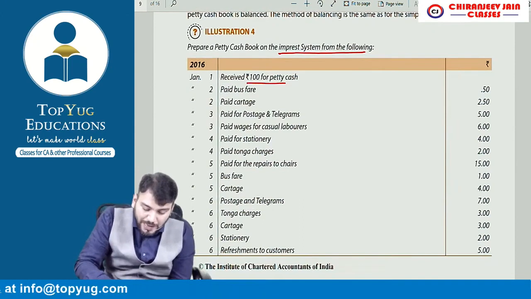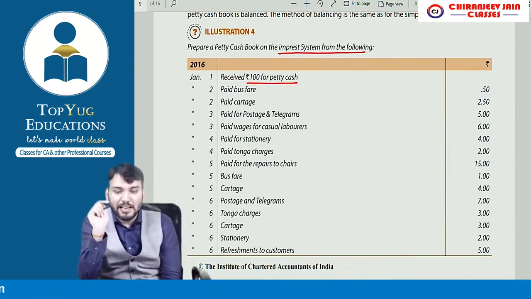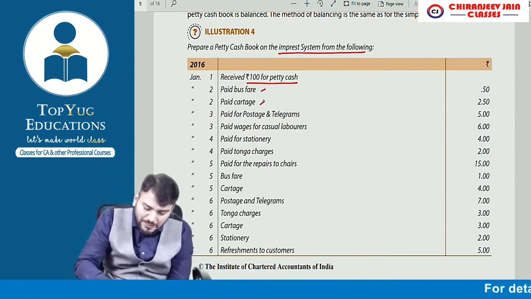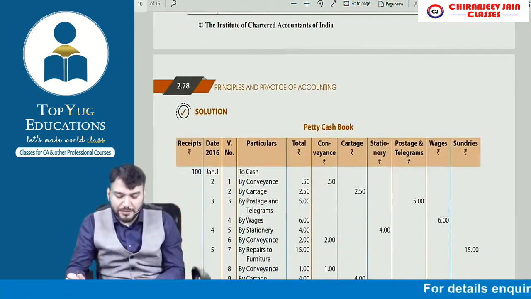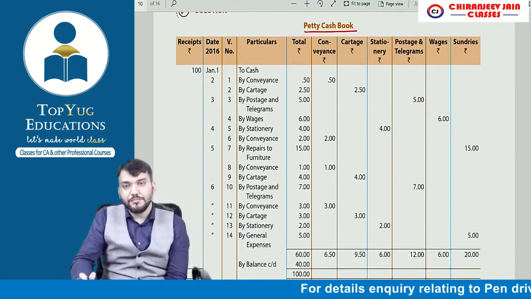Receive 100 for petty cash. Means this is received from whom? Received from main cashier. Correct? Then they have given many expenses. Check. So how will we make it? Look, petty cash book. Just try to understand.